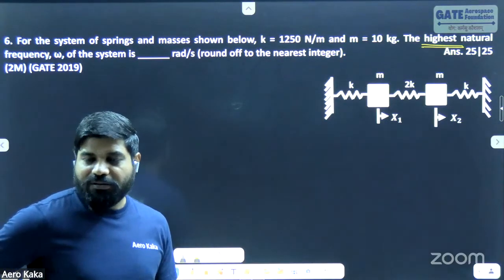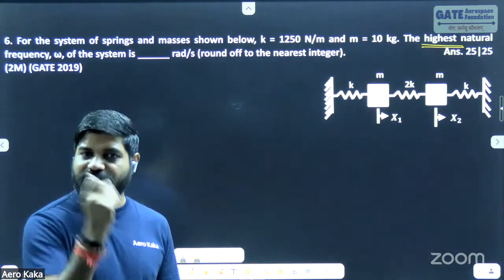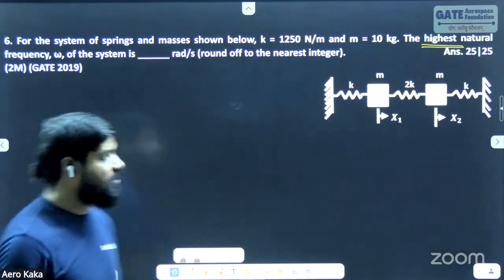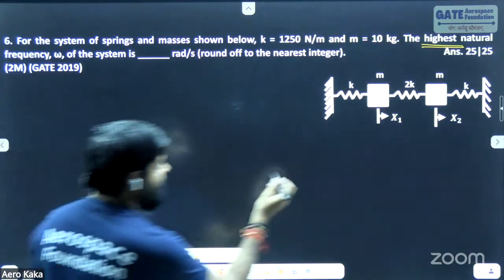Lowest natural frequency or highest? Lowest natural frequency is what? First natural frequency. Highest means what? In this case, out of these two, that's the second natural frequency. So in this case, what is given?